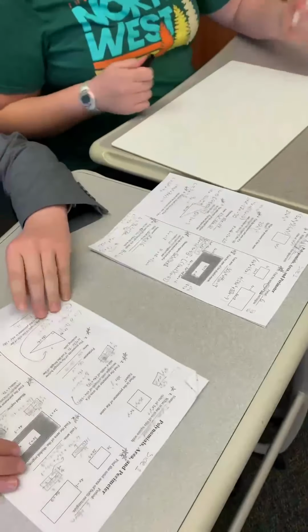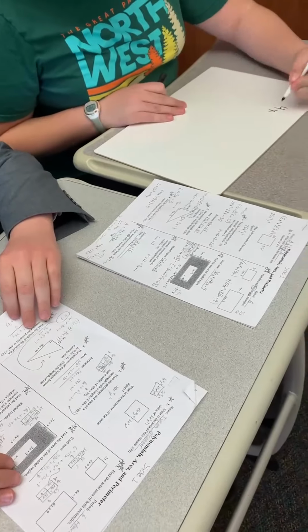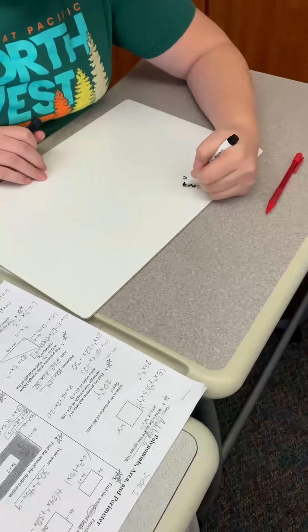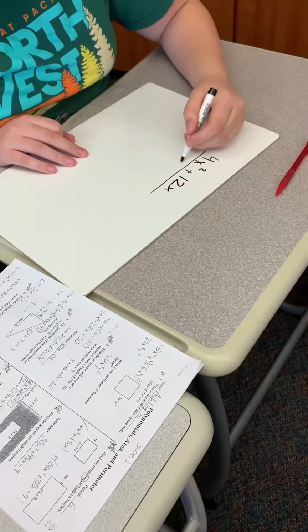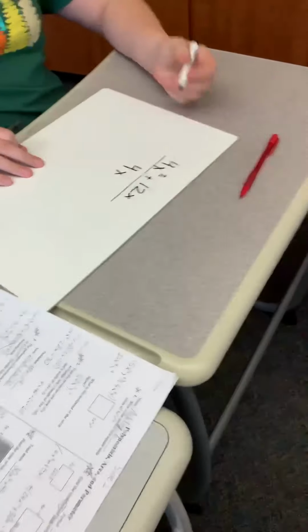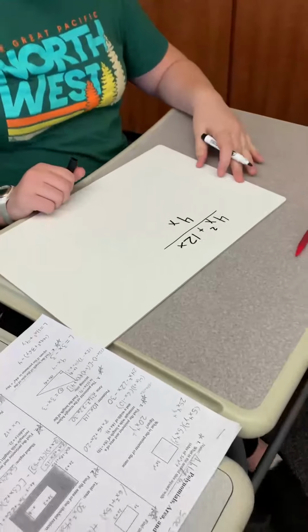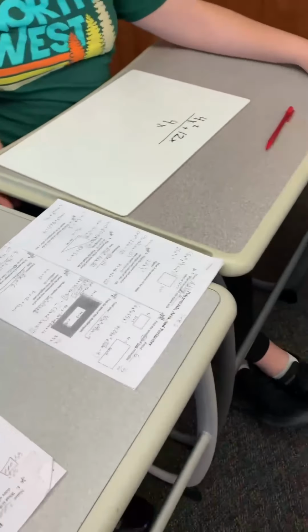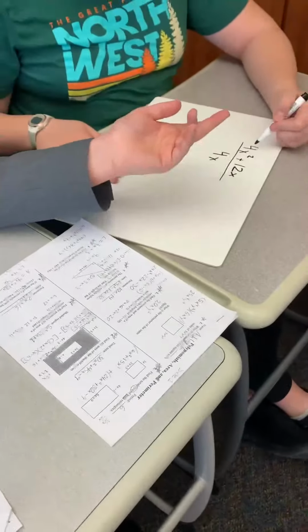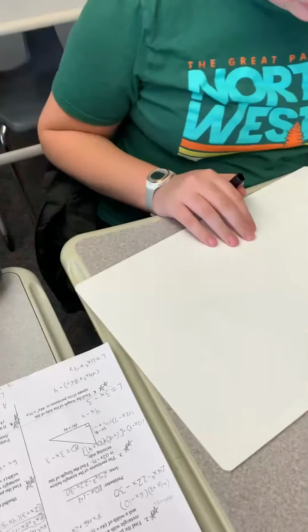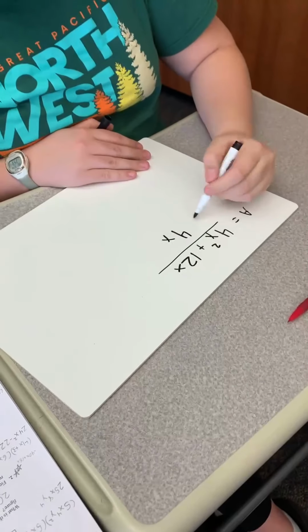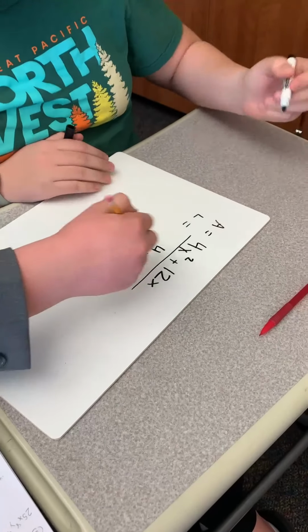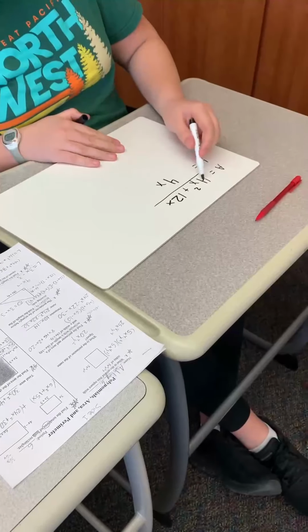If you just want to do it the classic division way, we're dividing 4x squared plus 12x by the length, which is 4x, to find the width. What does the 4x squared plus 12x represent? It represents the area. What does the 4x represent? It represents the length. So the 4s cancel each other out, and then one of the x's cancels.